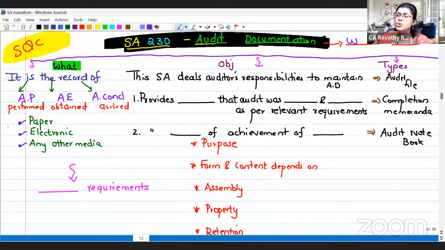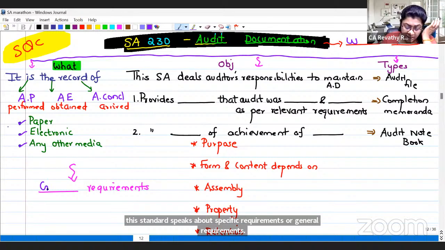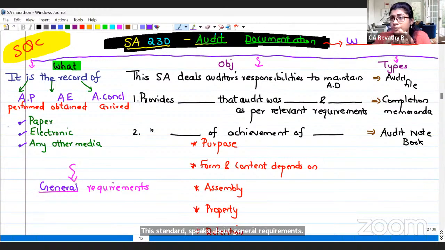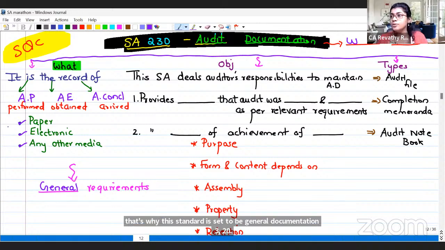Right. So this standard speaks about specific requirements or general requirements. Tell me. Correct. This standard speaks about general requirements. Now, guys, materiality. In which standard they say materiality should be documented, performance materiality should be documented? That is in SA 320. So that's why this standard is said to be general documentation. Materiality is documented in 320. A related party is documented in 550.